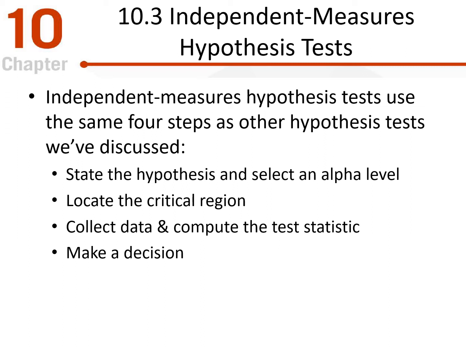You then locate the critical region in the table. So if you find the degrees of freedom, which once again are n1 plus n2 minus 2, you find those total degrees of freedom.